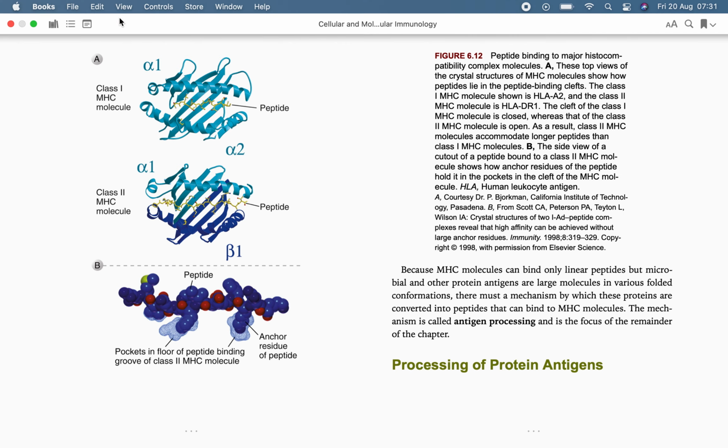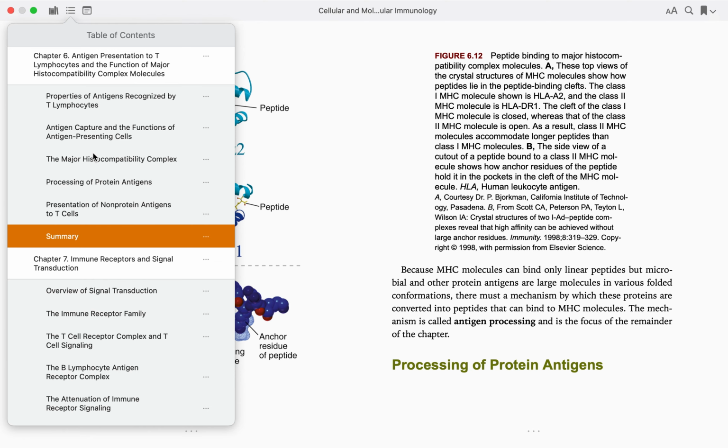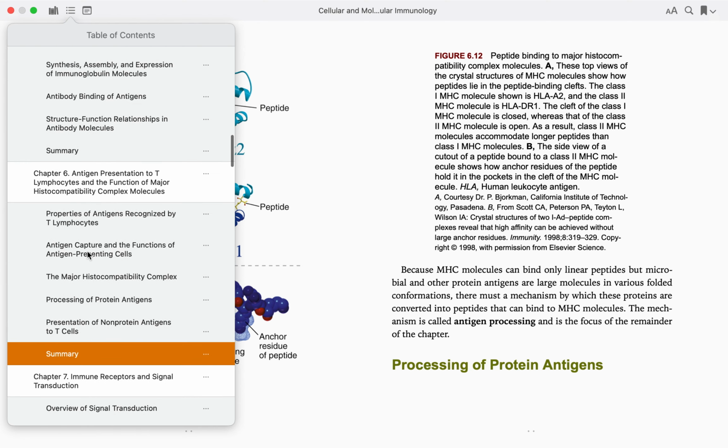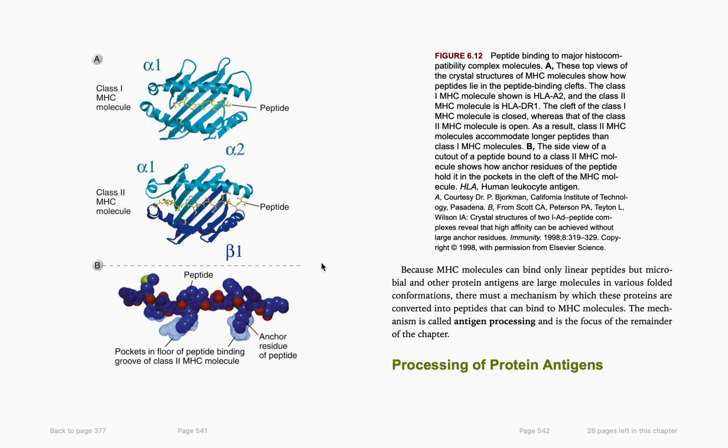If I have to remind you of the topic that we are currently discussing, we are on topic number 6, and we were discussing antigen presentation, T lymphocytes and their function, and the function of the major histocompatibility complex molecule. So we'll continue in this part with the processing of antigen and finish up with the presentation of non-protein antigen to T cells. So let us continue.